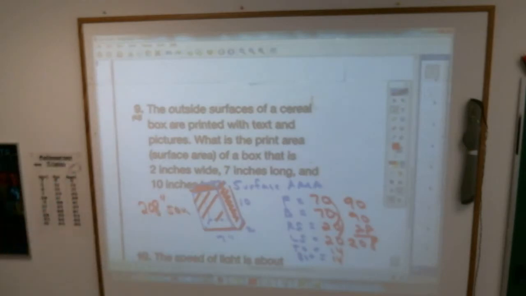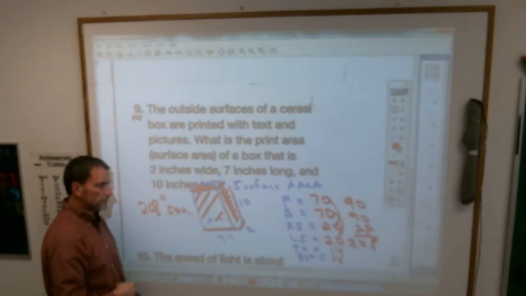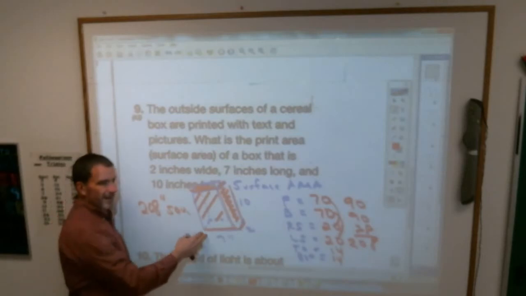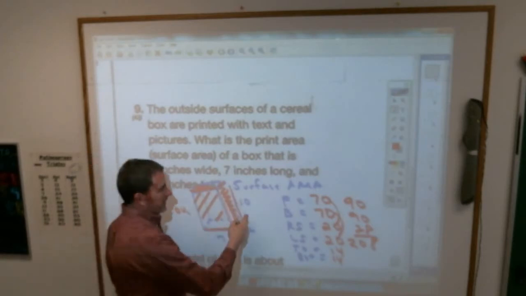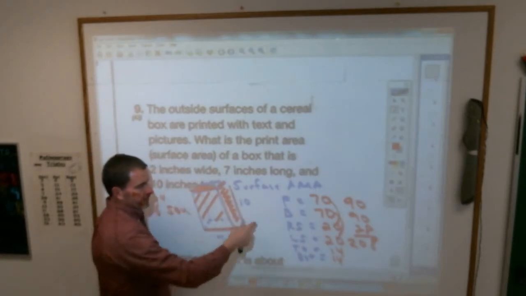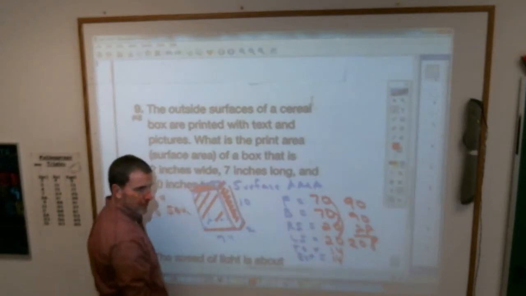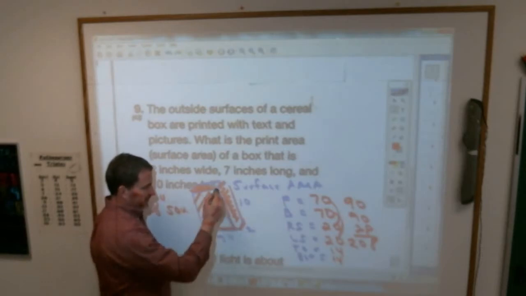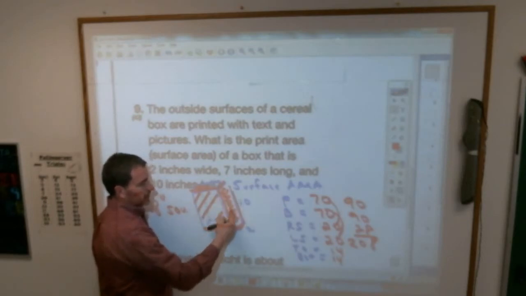Cameron, your question? I don't get how it does it matter what number goes where? Well, I tried to draw my box close. I could interchange all these. Just know that you're going to multiply each number by a different number each time. This was the 7 times 10, this was the 2 times 10, and that was the 7 times 2. You're going to multiply this by this to get the area of that front. You're going to multiply 2 times that to get the area of the right side.